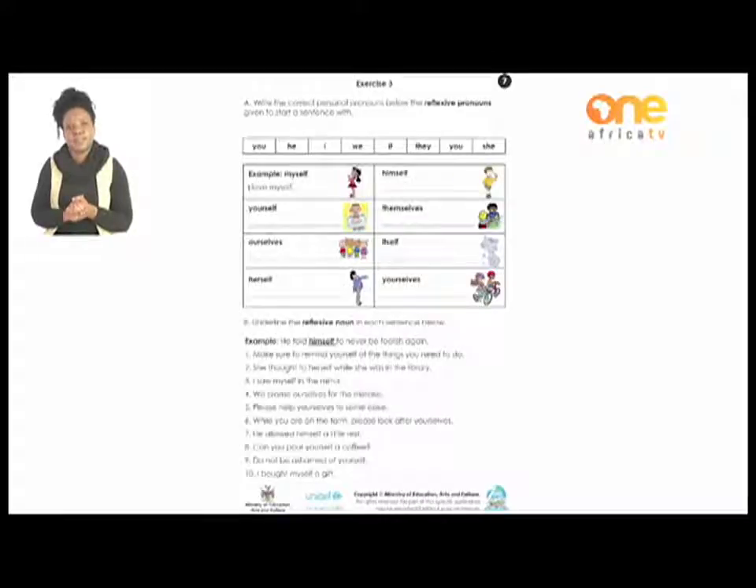Underneath the box or underneath the column, there is also an activity that you need to do. B, the instruction says, underline the reflexive noun in each sentence below. Now, if you see any word that ends with self or selves, that means that will be your reflexive pronoun.